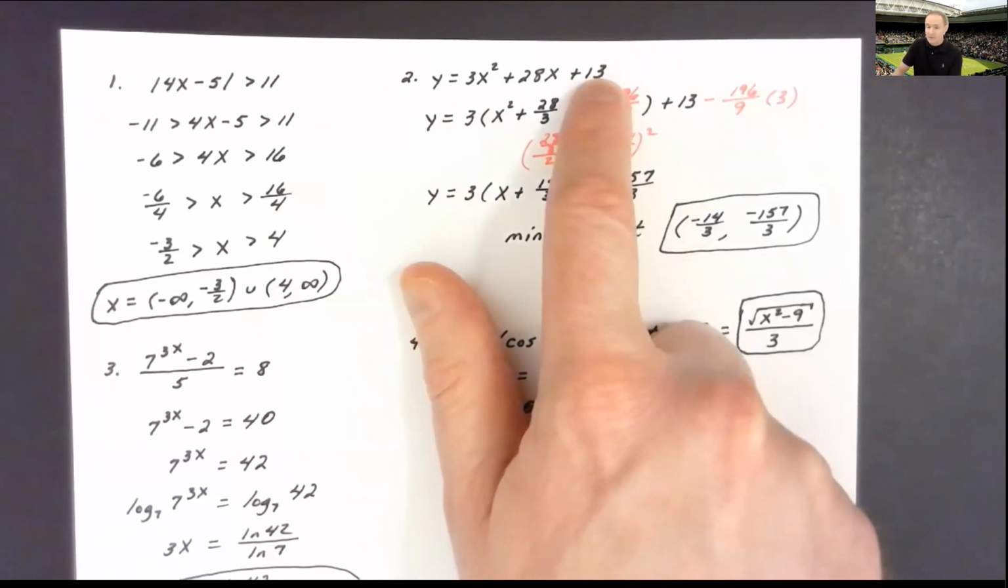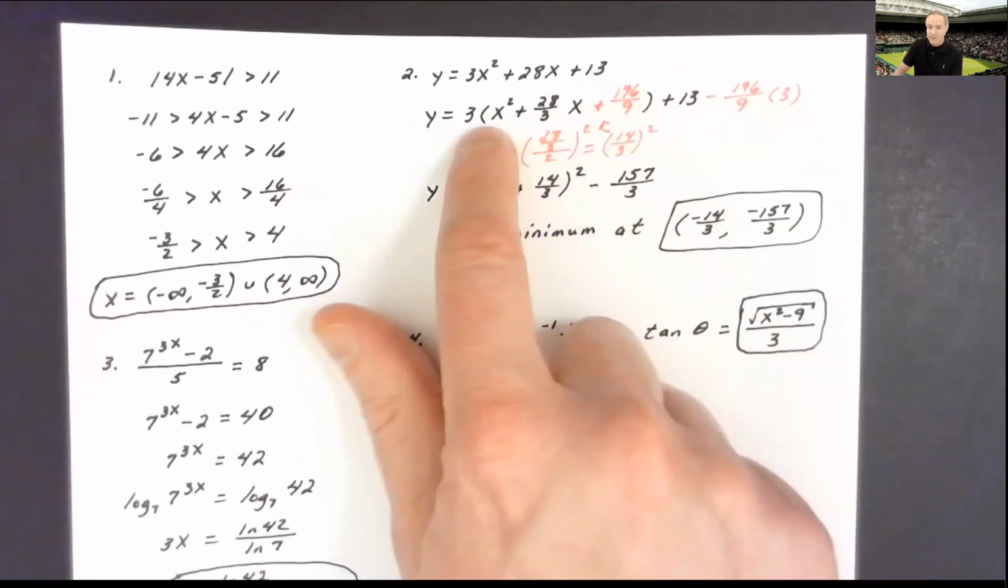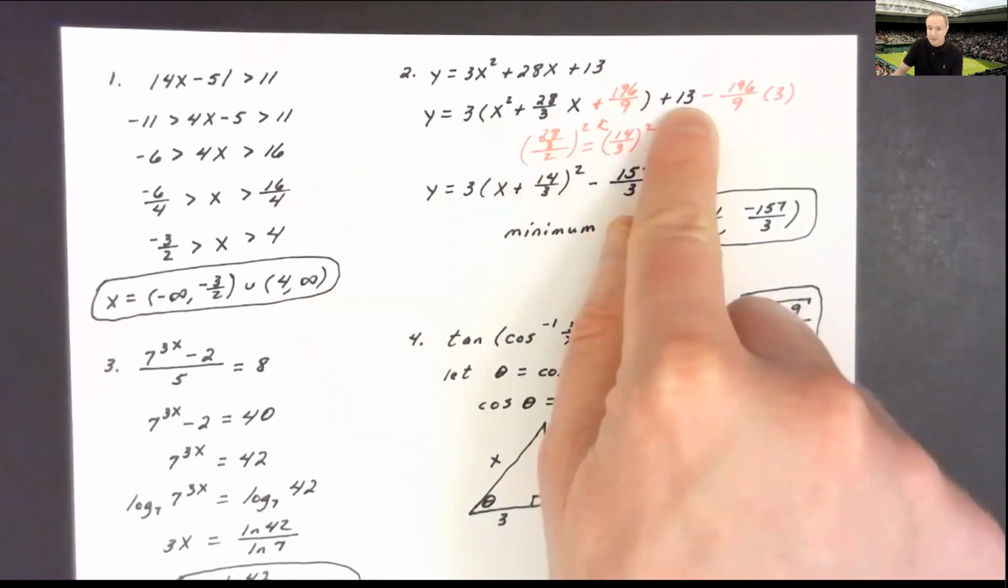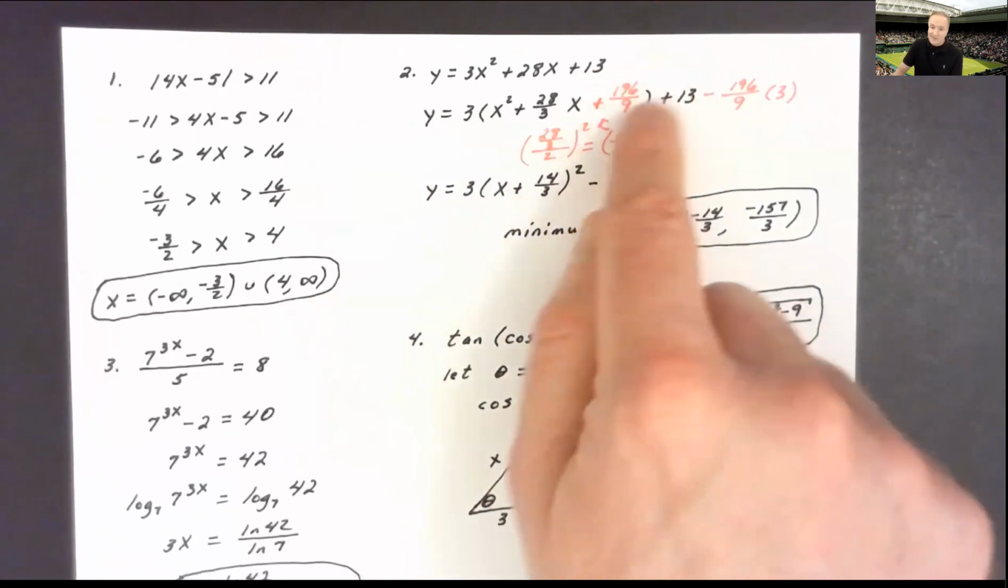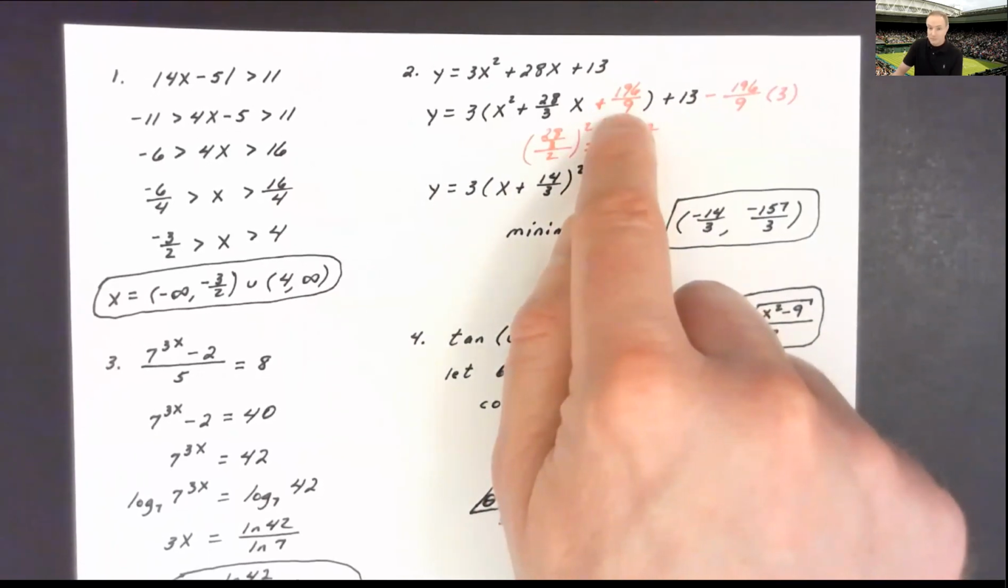I knew it wasn't the 13. Notice I just separated the 13 from the terms of x. I did not bother to factor a 3 out of the 13. 13's just out there all by itself. Now I look inside this group, there was a blank there, and I said, well, how do I fill in that blank space? I need a perfect square trinomial.